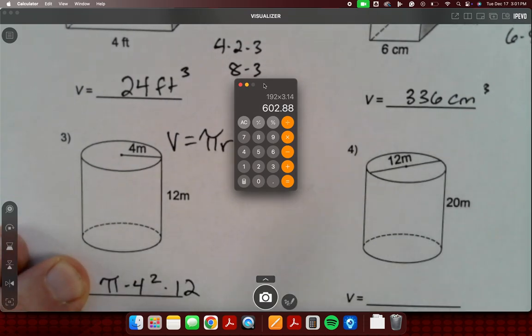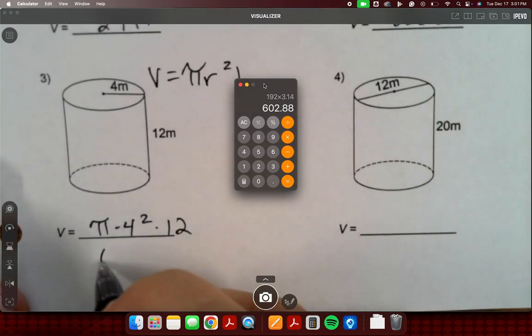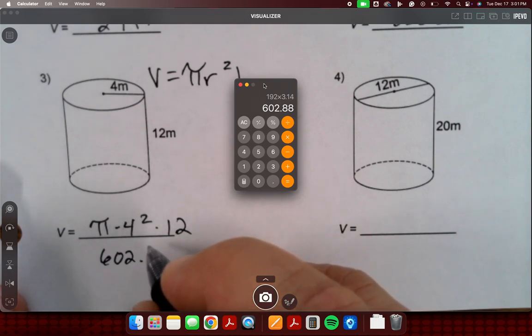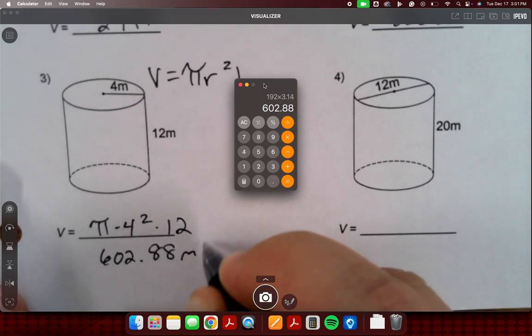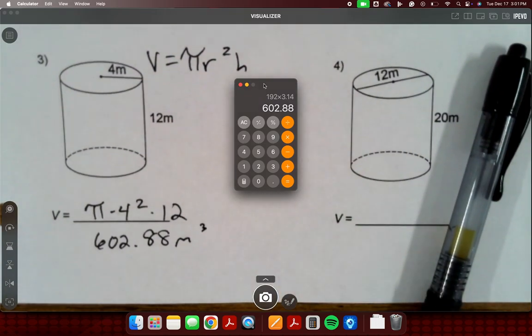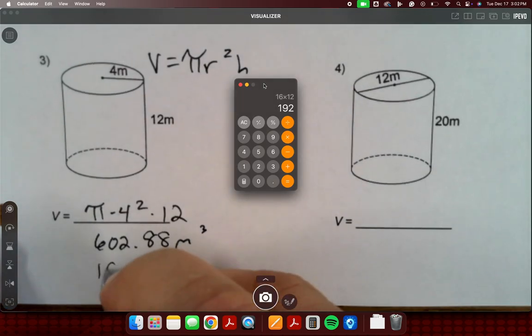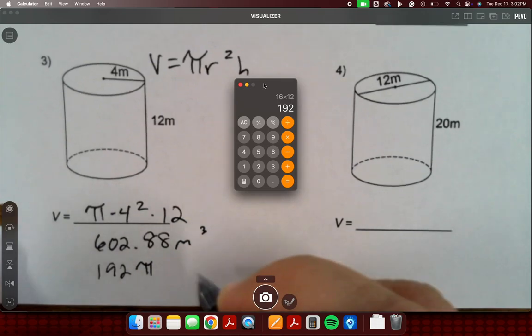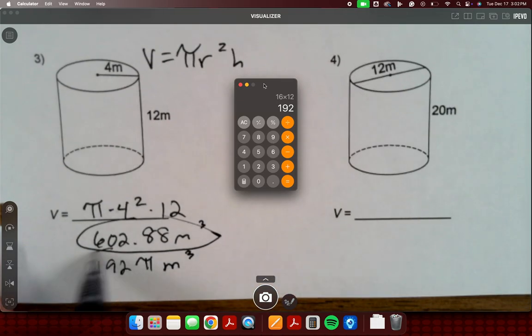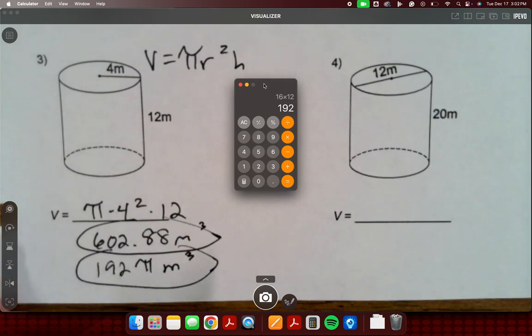So this cylinder has a volume of 602.88 cubic meters. Or one other way you could write it, you can leave it in terms of pi. You could do 4 squared times 12 and just say 192 times pi cubic meters. So again, both of these answers are good.